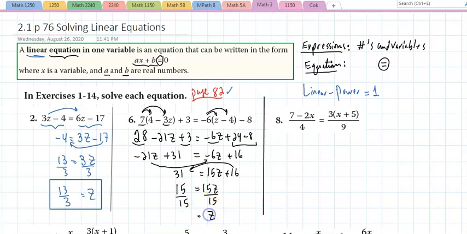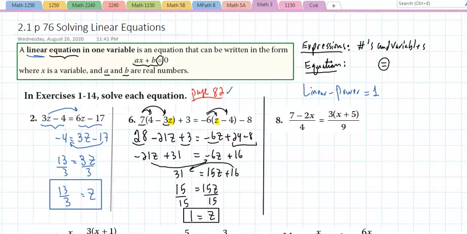And I get z to equal 1. So 1 is the solution of this equation, meaning if I replace z by 1 on both sides, the left side and the right side will be equal.